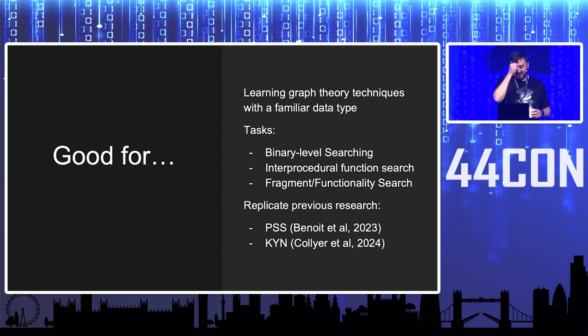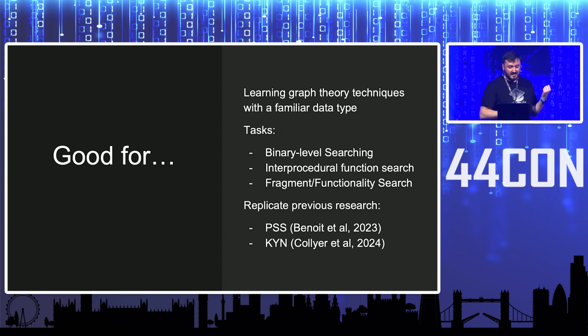So in terms of tasks, you can do binary level searching here. I did some research a while ago looking at using these for finding malware variants and stuff like that. So again, you could do that. You've also got the idea, particularly with the n-hop ones, that you can do inter-procedural function search, which is interesting, and it is linked to the fragment idea. For example, maybe a particular malware has a really obvious obfuscation pattern that they always use. You might be able to find it using that.